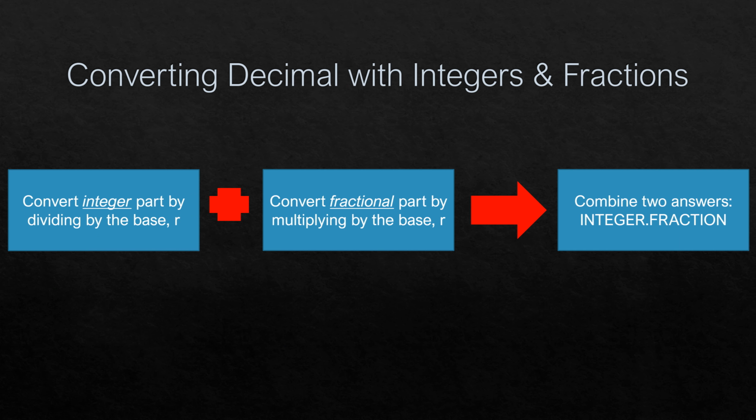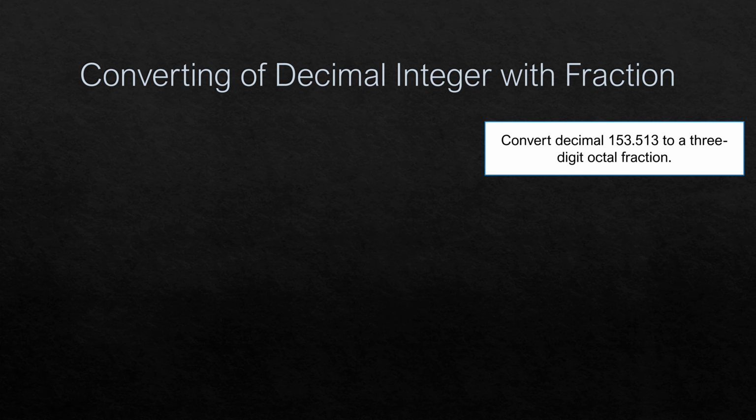The conversion of decimal numbers with both integer and fractional parts is done by first converting each part separately and then combining the two answers. For example, convert decimal 153.513 to a 3-digit octal fraction.